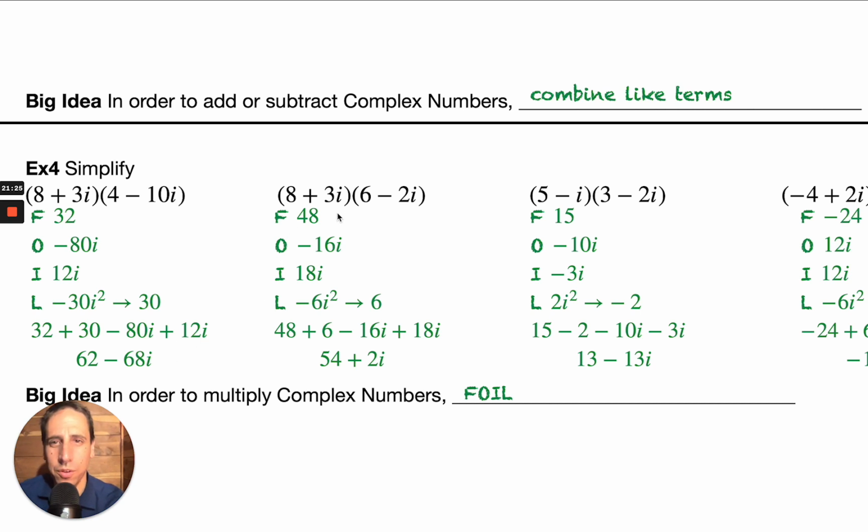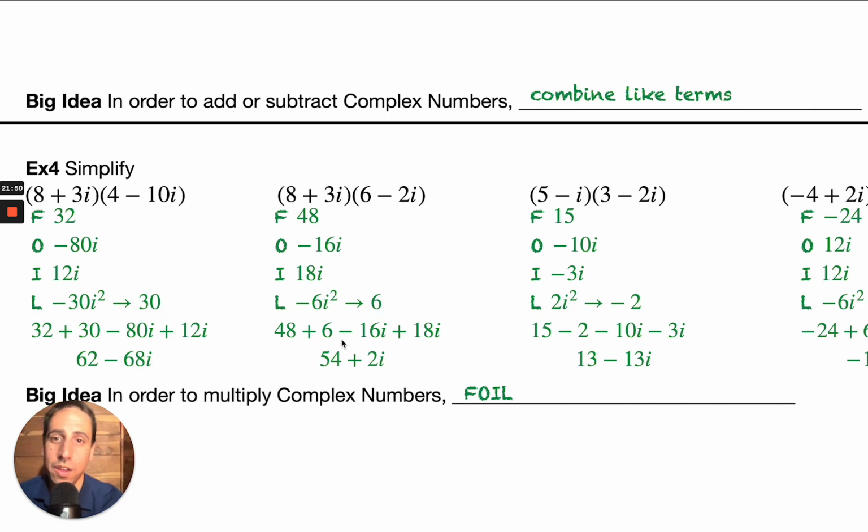Let's FOIL this one also. When you're multiplying complex terms, you've got to FOIL. The first terms, 8 times 6 is 48. Outside terms, 8 times negative 2i is negative 16i. Inside terms, 3i times 6 is positive 18i. And the last terms, 3i and negative 2i is negative 6i squared, which gives you positive 6, because i squared is equal to negative 1.